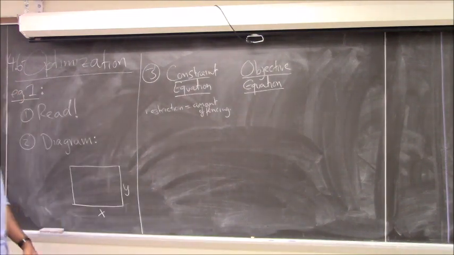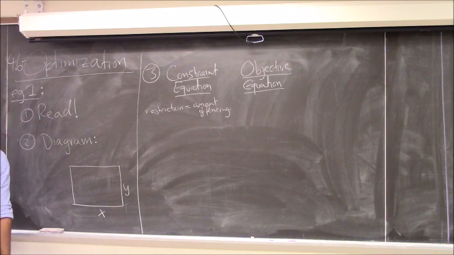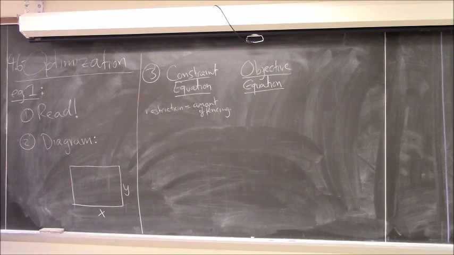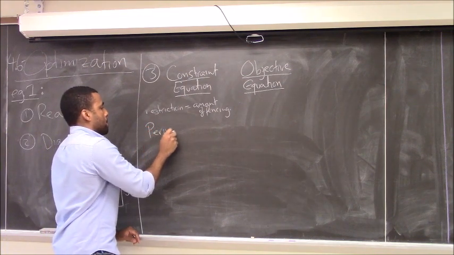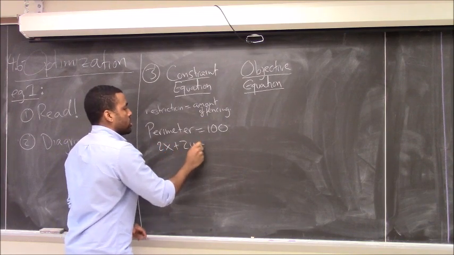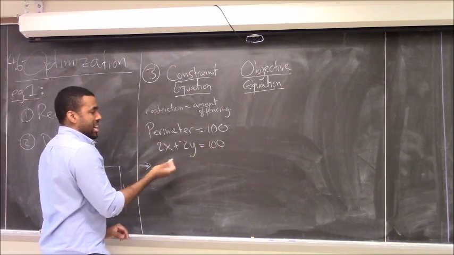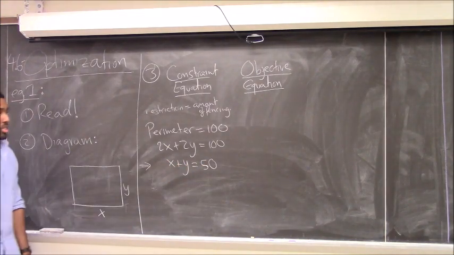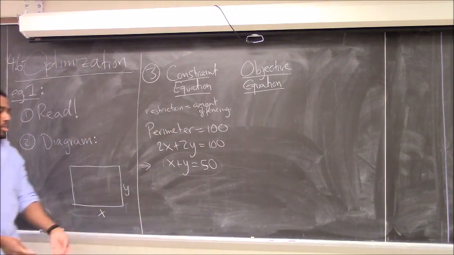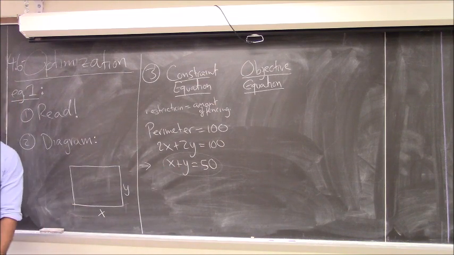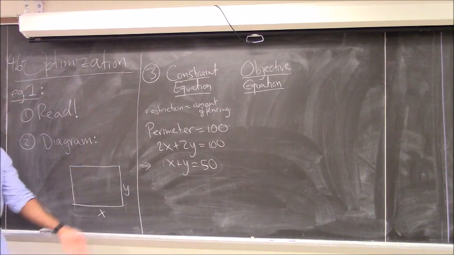So how can I describe with this situation the amount of fencing? 2x plus 2y equals 100. Exactly. The amount of fencing is the distance around this shape that I just drew. So the amount of fencing is a perimeter equation. In other words, 2x plus 2y is going to be 100. Or I can divide it by 2, my x plus y must be equal to 50. Right? And this is my constraint equation. This is the equation based on this diagram and the situation they just described. This describes the restriction that I have. The length plus the width must add up to 50.